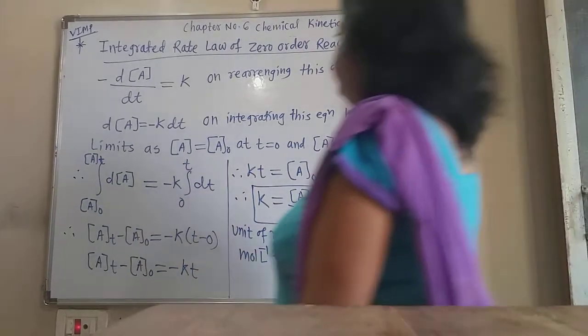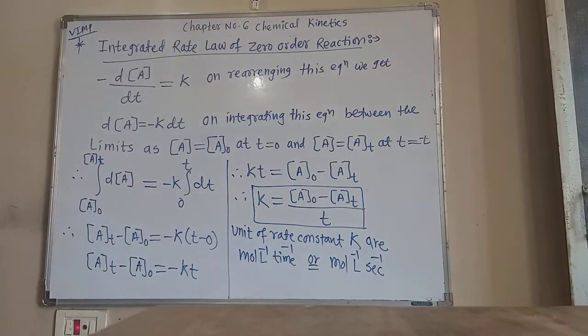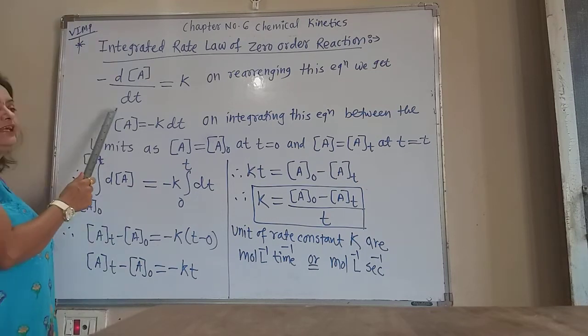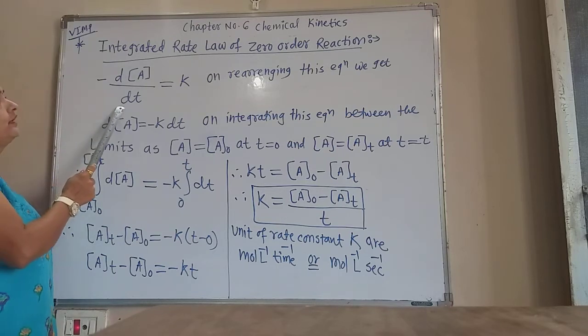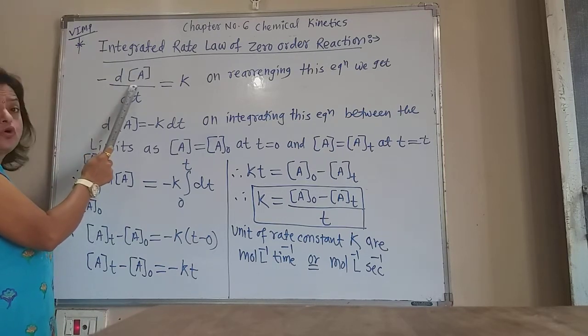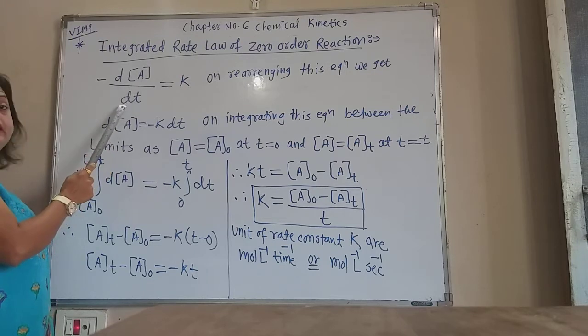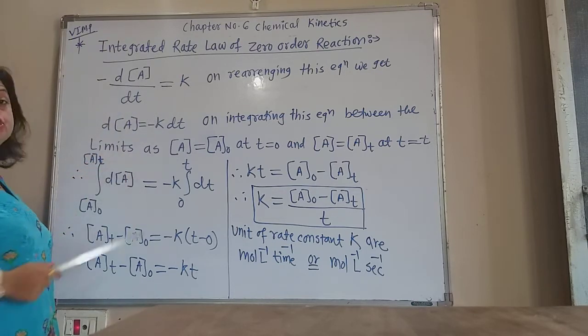Now see the integration, that is, the integrated rate law of zero order reaction. How we can calculate the integration here of the differential rate law of zero order reaction? We already seen that the rate law of zero order reaction is minus d of concentration of A divided by dt is equal to K, that is the constant.